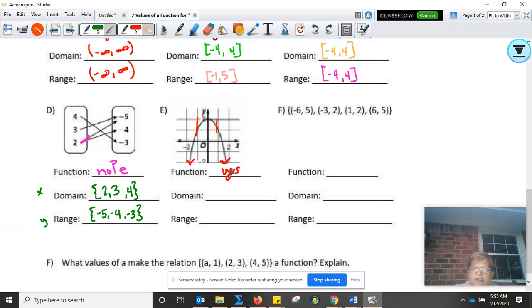Domain is your x values. So it tells us with those arrows, it's going to keep on going. Okay. It keeps on going. So your domain is going to be negative infinity to infinity.